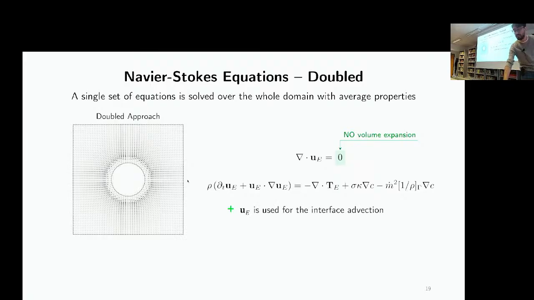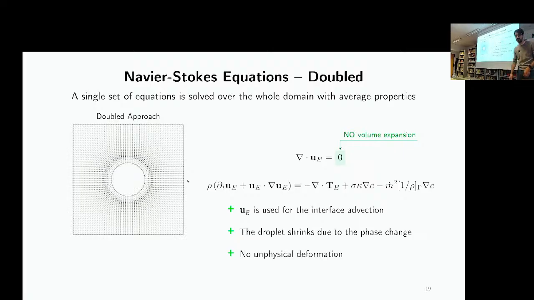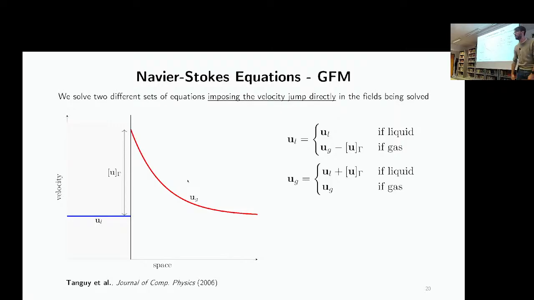So this velocity is used just for interface advection and for the liquid phase. The droplet shrinks due to the phase change, but the only problem is that we are decoupling the information about the Stefan flow, so the phase change velocity, from the velocity of the liquid phase. So we also implemented an additional method which was proposed actually by Tanguy in 2006.